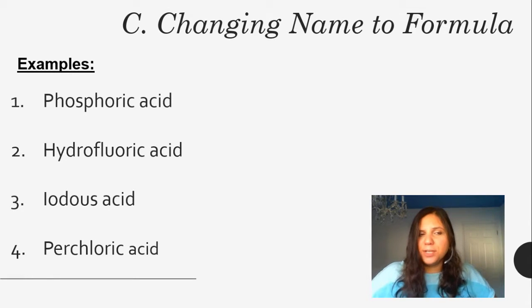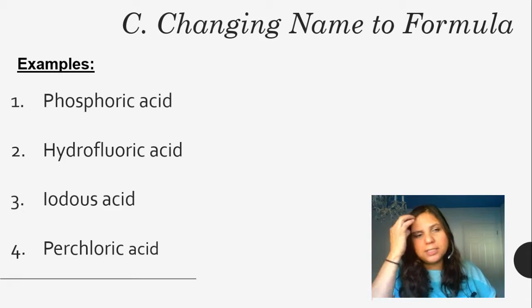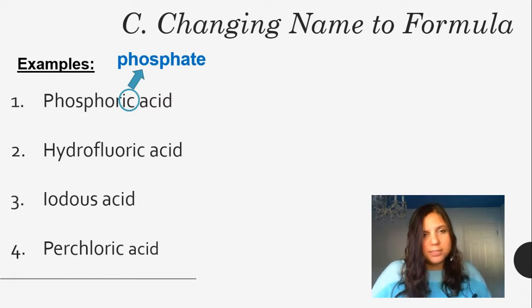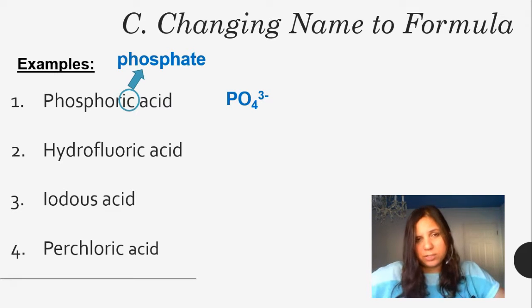First one, phosphoric acid. What I'm going to notice here is that it does not have the prefix hydro. And since it doesn't have hydro, that means that this is an oxyacid. I'm going to use hydrogen plus a polyatomic ion. Which polyatomic ion? Well, we can tell by the ic in the name. Remember, I ate something icky. So that was an ate ion. Since this is phosphoric, this must be phosphate. So then we need to figure out what is phosphate. You should have this one memorized, but here it is, PO4 with a 3- charge.